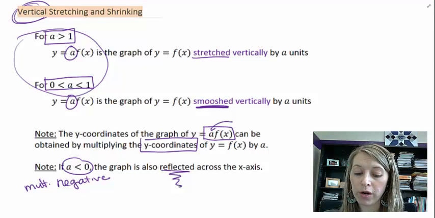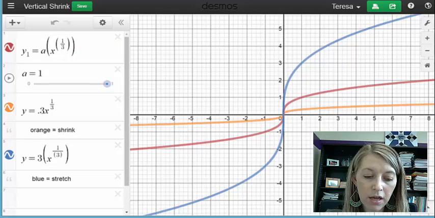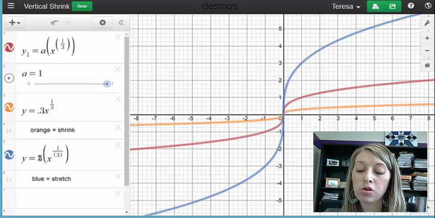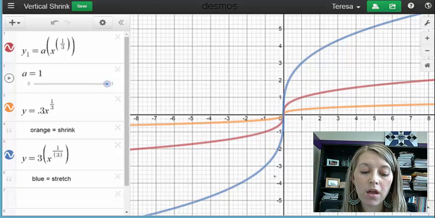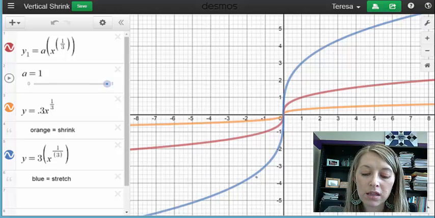So that's how vertical works, and so let's go back to our image here. This is vertical. So notice in my blue, I have a large number, something bigger than 1, multiplied by it, so the blue is the stretched. Notice in the orange, I have a fraction between 0 and 1, or decimal, multiplied by it, a small number, so I have it shrunk. So the orange is shrunk by 3 units, and the blue is stretched by 3 units.